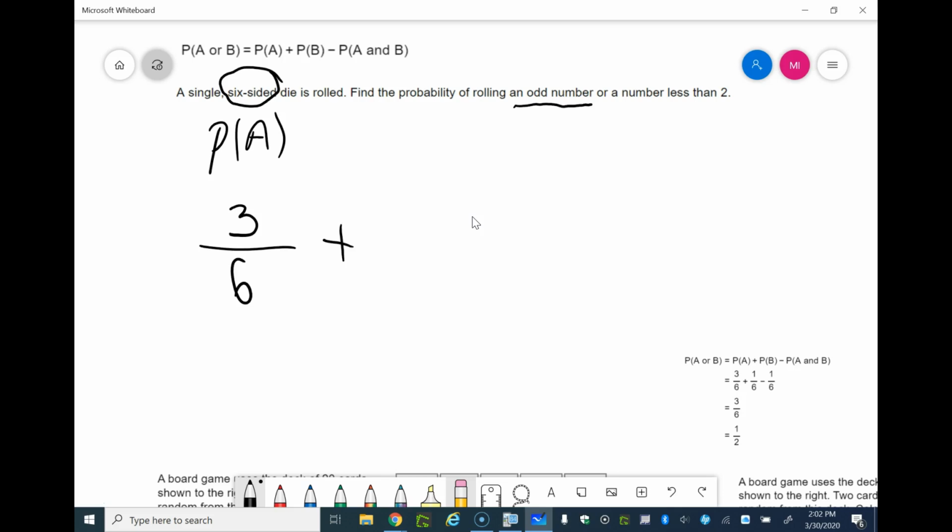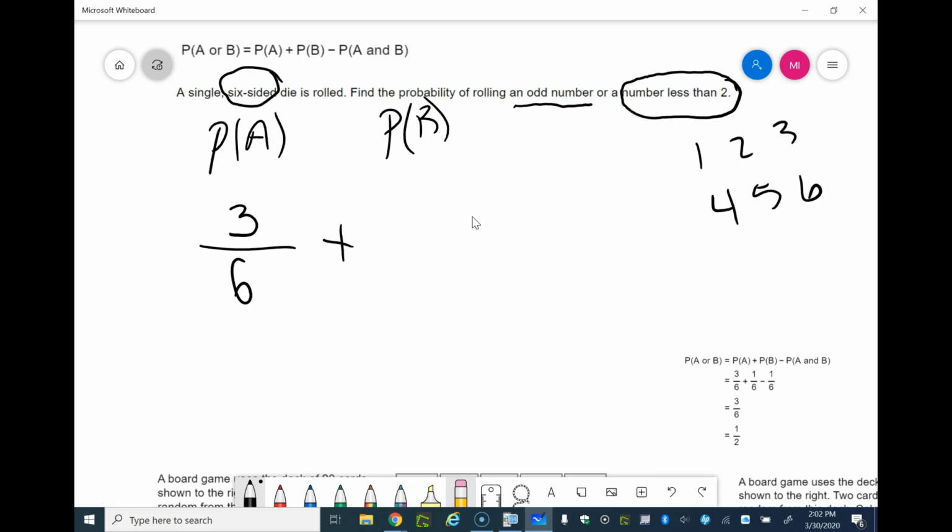That's probability 1, plus the probability of the second part, which is the probability of a number less than 2. So on the die, we have 1, 2, 3, 4, 5, 6. Only 1 number is less than 2. It's just this one here. So there's actually 1 out of 6 for probability. Minus, now we have to subtract both of them together.